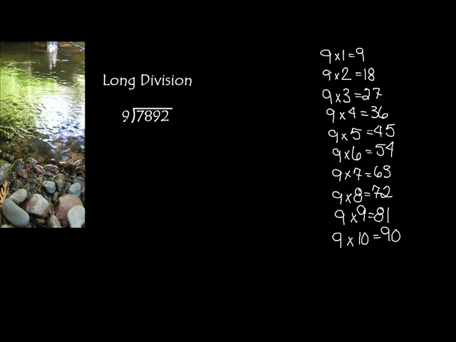So now I look at my 9 and I look at my first number. Well, 9 doesn't go into 7. So then I have to look at 78. Now I look over here at my products. Which product, 9, 18, 27, 36, and so on, is closest to 78? Well, that would be 72. Kind of gave it away there. So I'm going to put an 8 here. 9 times 8 is 72. And now I'm going to subtract down. 78 minus 72 is 6.